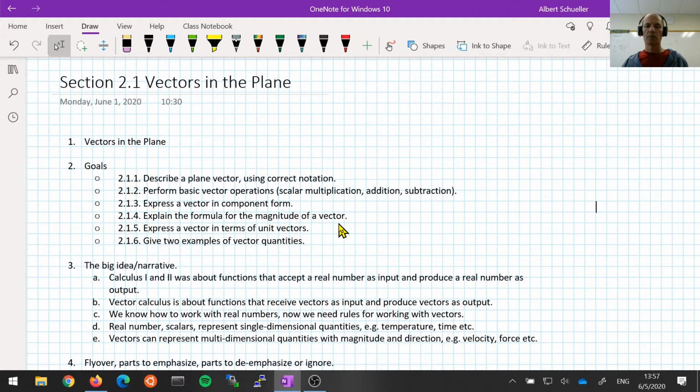We want to be able to express a vector in terms of unit vectors. And finally, we want to familiarize ourselves with some examples of vector quantities and some applications of vector quantities.